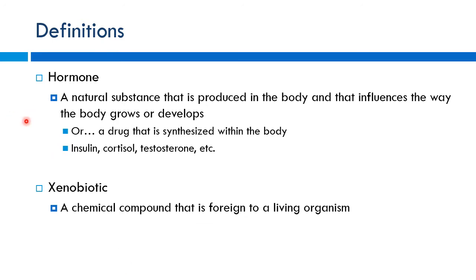Okay, I mentioned a hormone is any kind of natural substance that the body produces that influences it in a variety of ways, typically to grow or develop the body. Basically, they're our body's own drugs that it's synthesizing itself, right? So insulin, which I mentioned, cortisol, testosterone would be some other examples of hormones in the body. Estrogen, progesterone.